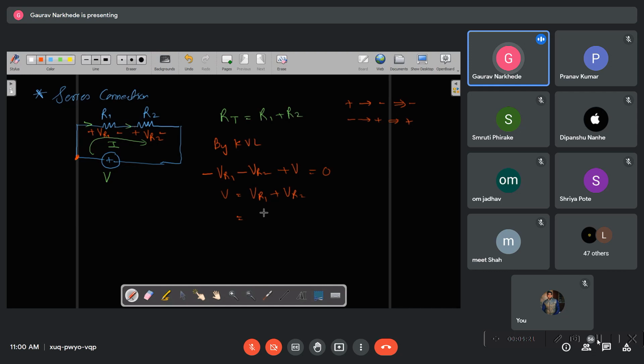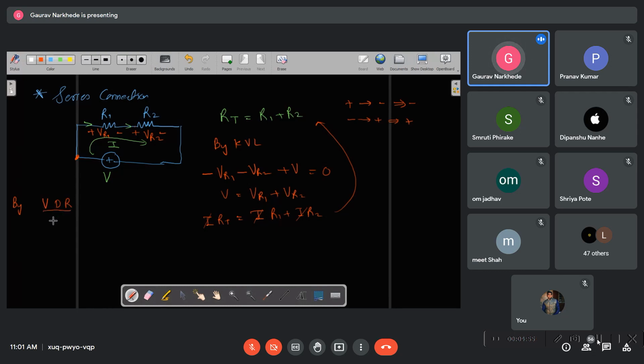And this you can express in terms of by using Ohm's law. This will be I into R1 plus I into R2, correct? And this V, I can express as I multiplied by total resistance. So I will get cancel and you will get this formula. Further, we can say by voltage division rule.